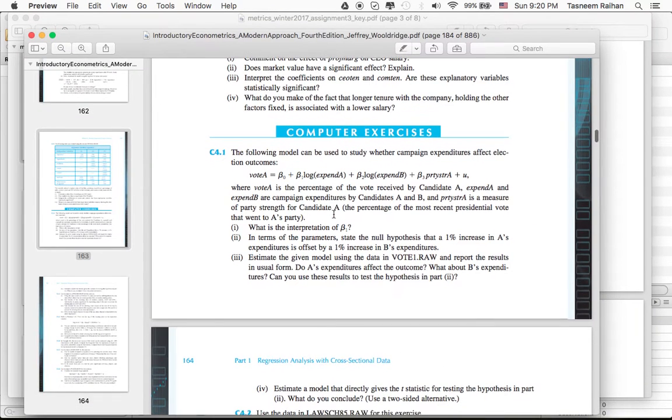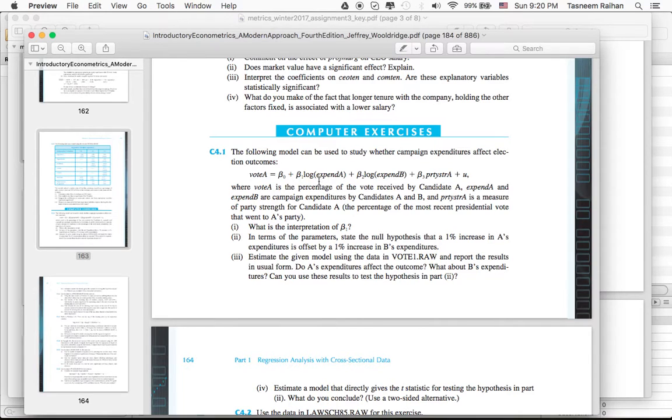So here's the question. The question says that the following model can be used to study whether campaign expenditures affect election outcomes. So what we are trying to do here is, we have two candidates, candidate A and candidate B, and we will try to see if the expenditures by candidates A and B have any impact on the percentage of the vote received by candidate A, and the percentage of the vote received by candidate A is given by this variable vote A, and we have three explanatory variables here.